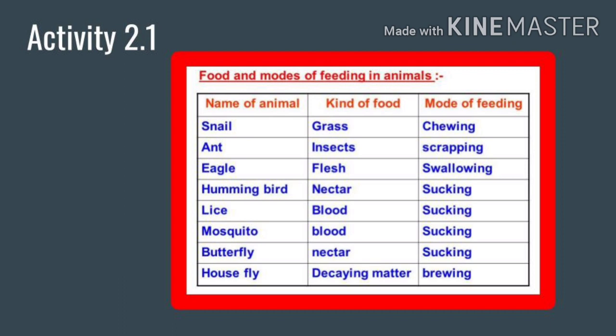The next one is a butterfly. You have all seen butterflies. Their kind of food is also nectar and they also feed by sucking. The last one is a housefly, the flies that you see at your home. Their food is decaying matter and their mode of feeding is sponging. They sponge the decaying matter and then suck nutrients from it. All right.